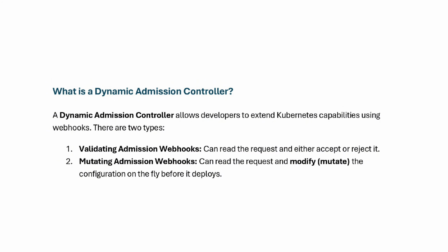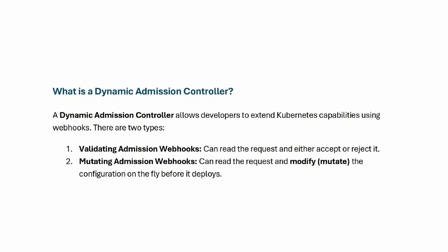There are 2 types of dynamic admission controllers. First is validating admission webhooks that can read the request and either accept or reject it. Second is mutating admission webhooks that can read the request and modify or mutate the configuration on the fly before it deploys. Without Istio or Service Mesh, communication in Kubernetes API server would communicate with etcd.